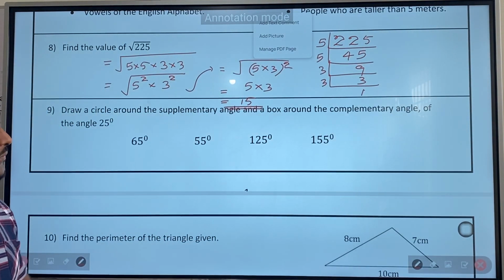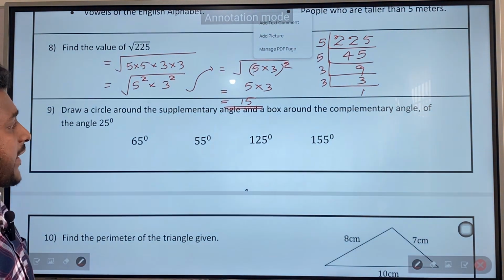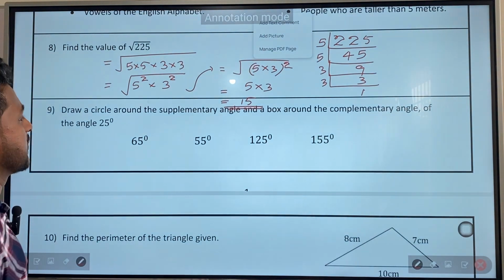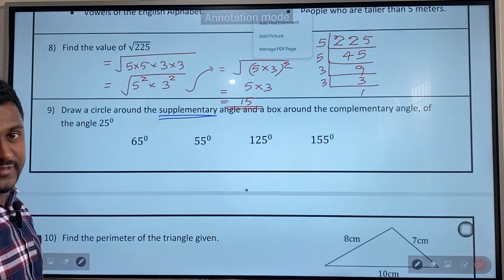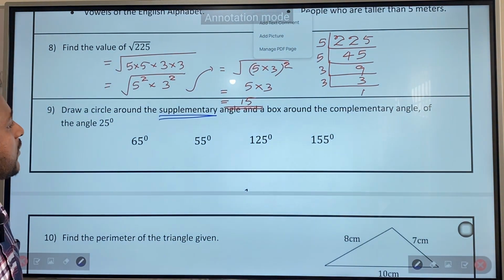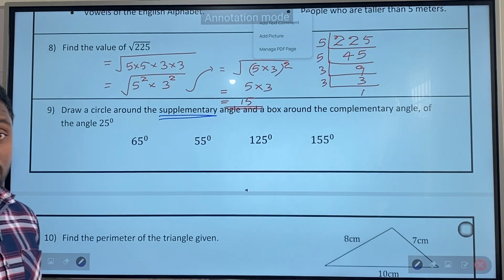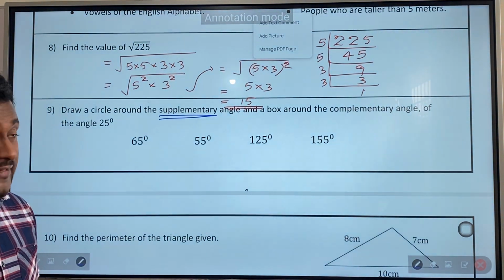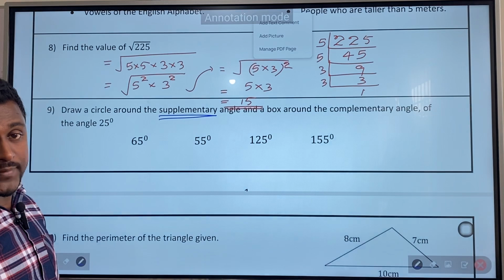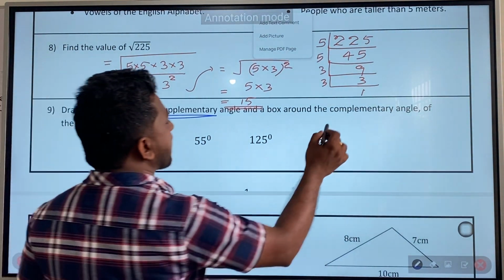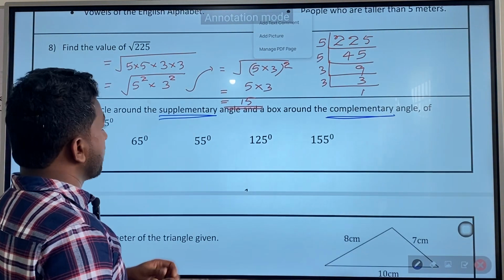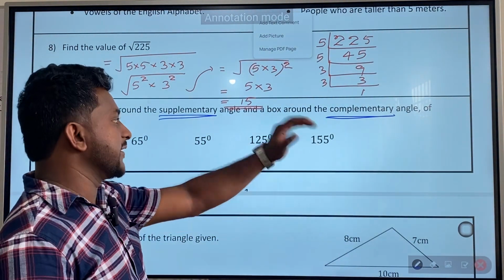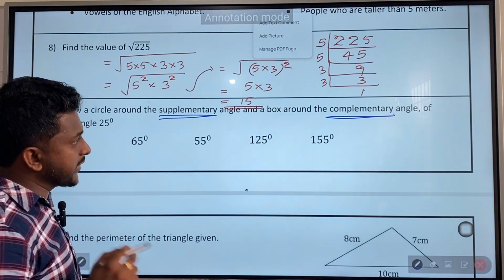Square root 225. Now draw a circle around the supplementary angles and a box around the complementary angles. What are the supplementary angles? Supplementary means if the sum of two angles equals 180 degrees, they are supplementary angles. What are the complementary angles? Complementary means if the sum of two angles equals 90 degrees, they are complementary angles.